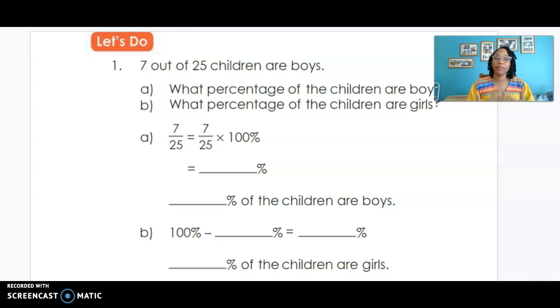In order to get the percentage of girls in the room, now that we know the percentage of boys, we just use that part whole bar model. So imagine your bar model with 100%, the whole thing are children. 28% are boys. That missing percentage is girls. So we need to subtract from 100 to find the percentage that are girls. And that is the work of how we do that.